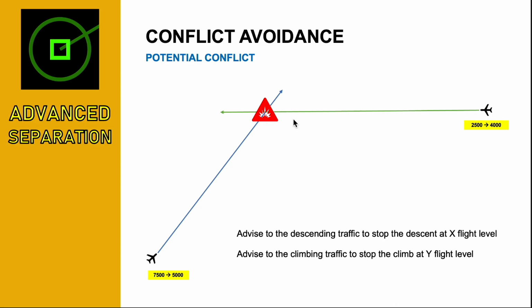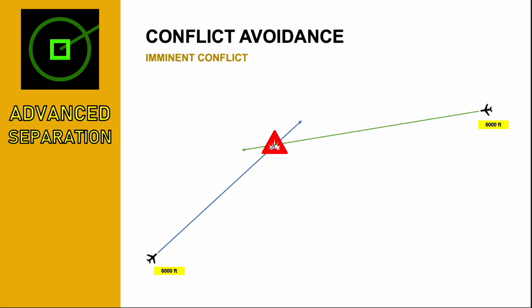What happens when there is maximum 1 minute until the conflict? In the imminent conflict, remember that in the potential conflict you told just one traffic. Because it's imminent, that means that it's very close to the situation. So in this case, you need the conflict to be solved faster. In this situation, if it's an imminent conflict, that means in 1 minute you will have the conflict. That means that you need to tell both.